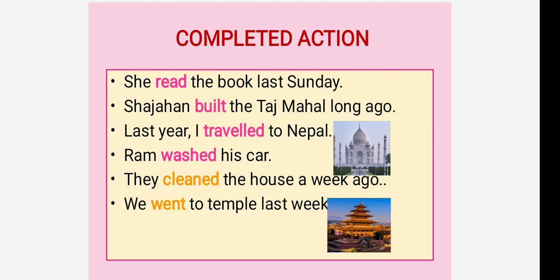Ram washed his car. Here we don't have any time when the action happened, but the main verb washed shows that the action had completed. They cleaned the house a week ago. That means a week before, they cleaned their house. We went to the temple last week. So last week we went to the temple. By reading these examples, we came to know that past tense is used to indicate the completed action. Sometimes it may refer to time, or it may not refer to time.